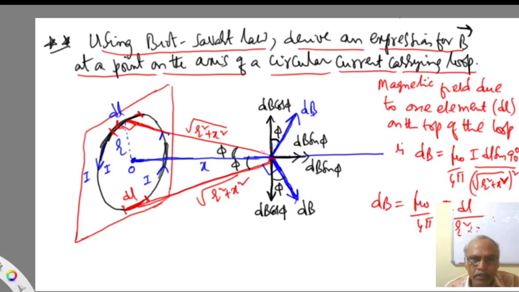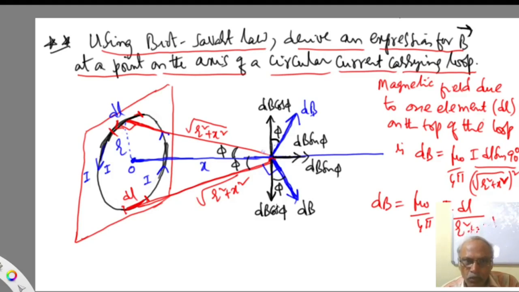If you observe the figure, the dB cos phi components are perpendicular to the axis and are equal and opposite in direction, so they get cancelled out. Whereas the dB sin phi components are along the axis, so we have to add them. With one element dl on the top of the loop and another at the bottom, diametrically opposite, we get 2 dB sin phi.